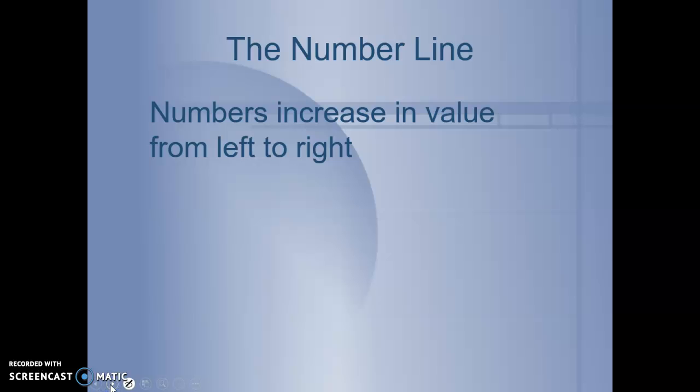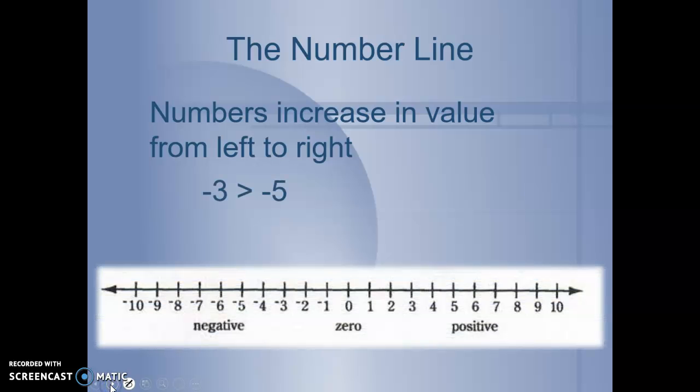Numbers increase in value from left to right, with smaller numbers on the left and greater value numbers on the right. So taking a look at our number line, we have -3 and -5. -3 is farther to the right than -5, so -3 is greater. Looking at 2 and 4, here's 2 and here's 4. 2 is farther left than 4, so 2 is less than 4.